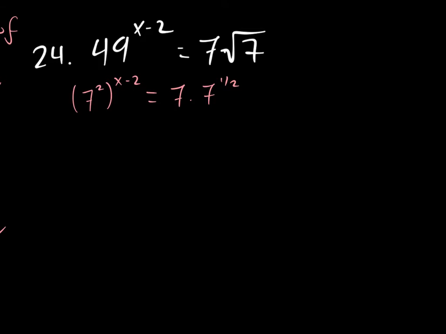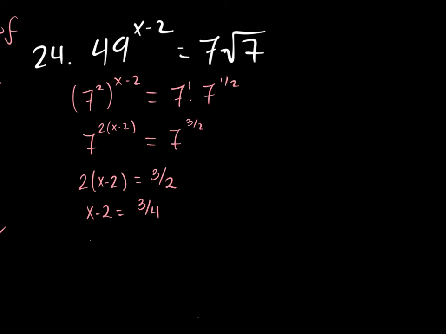Then I want to simplify my powers as much as possible on each side. So I've got 7 to the 2 times x minus 2 is equal to 7 to the 3/2 because I've got 1 here and 1/2 on the other 7. Add those together, you get 3/2. Okay, now that my bases are the same, my next step is to set them equal to each other. So I've got 2 times x minus 2 is equal to 3/2. I'm going to divide both sides by 2. I get 3/4. x is equal to 2 plus 3/4. Common denominator is 4, so 8 plus 3 over 4, which is 11/4.